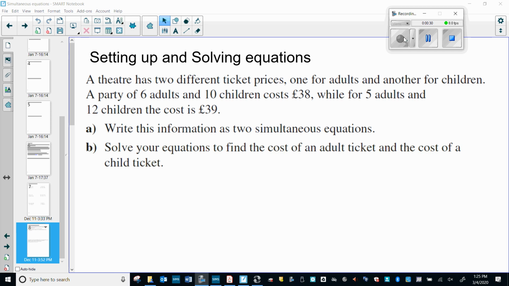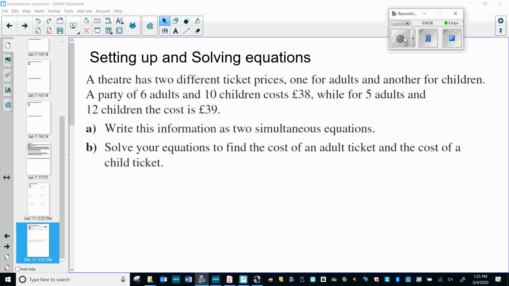Okay? Now the clue is if they've given you two bits of information, then you're going to probably be setting up simultaneous equations. So if they've given you some information and there's two different types of information about the same situation, then you're going to be doing simultaneous equations. Alright? So here we go.